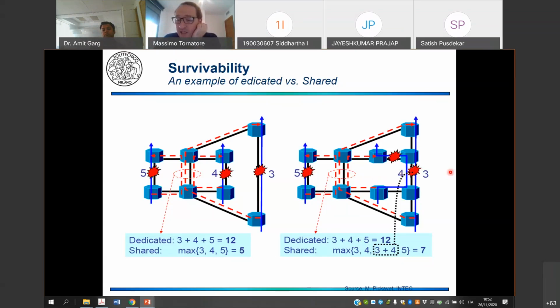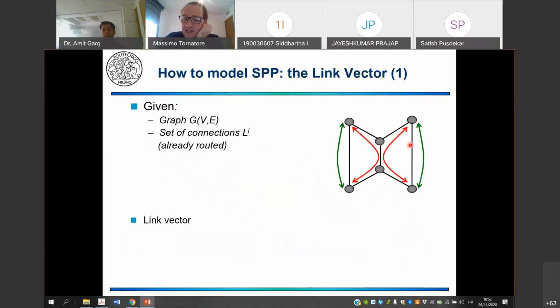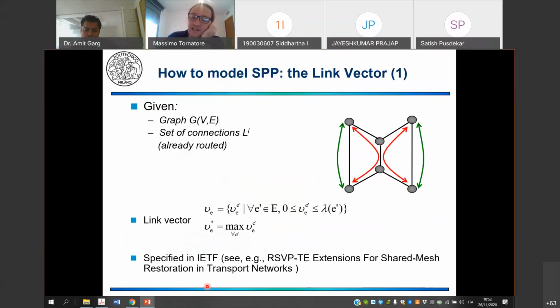Indeed, making this calculation is not easy, and there is a system to make this calculation, which is called the link vector. Okay, this link vector is defined in this IETF recommendation, RSVP-TE extensions for shared mesh restoration and transport.